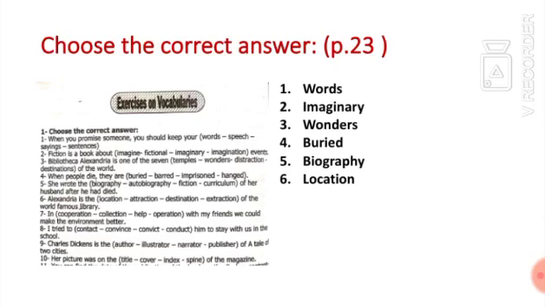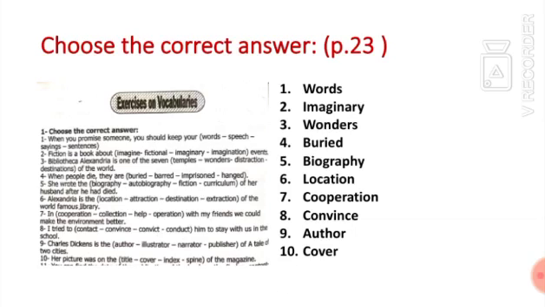Number 7. In cooperation with my friends, we could make the environment better. Number 8. I tried to convince him to stay with us in the school. Number 9. Charles Dickens is the author of A Tale of Two Cities. Author means writer. Number 10. Her picture was on the cover of the magazine.